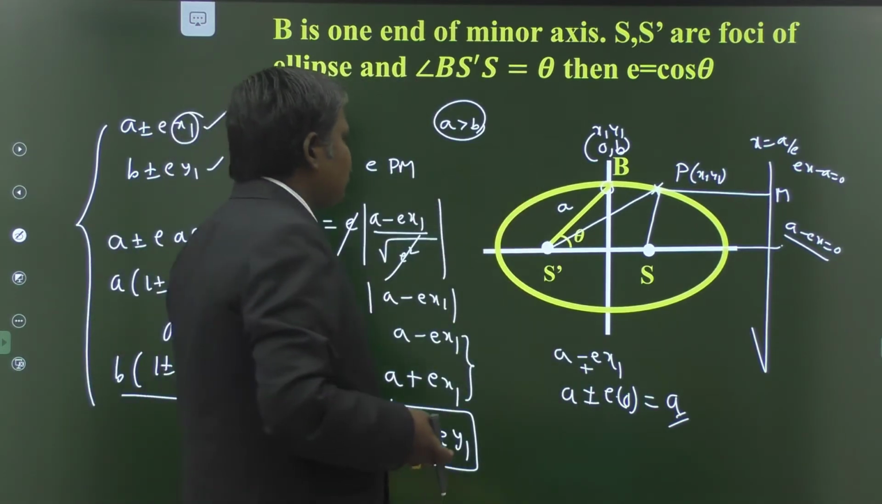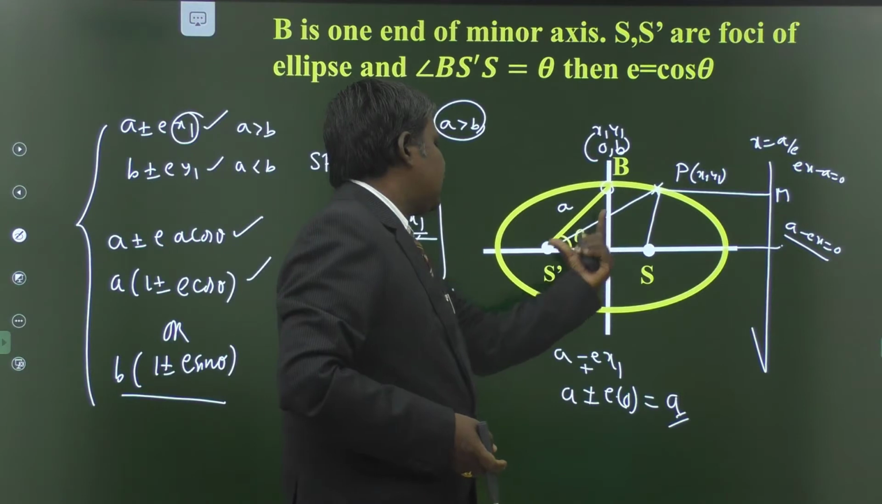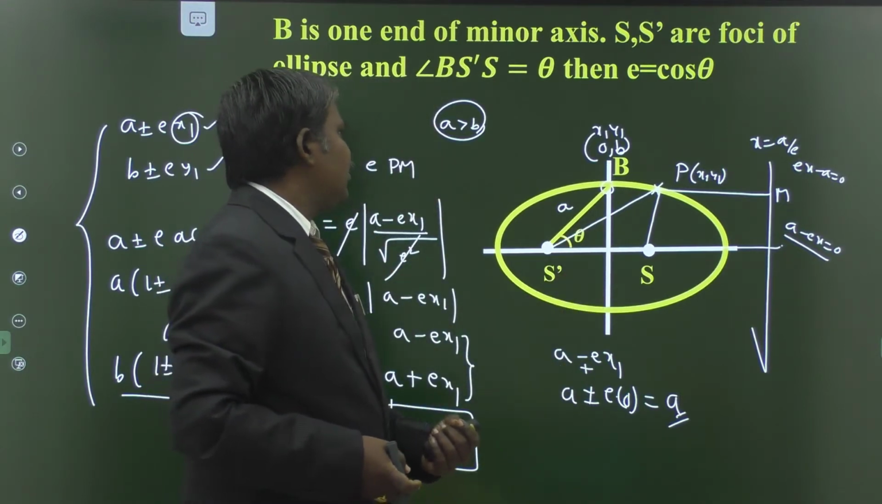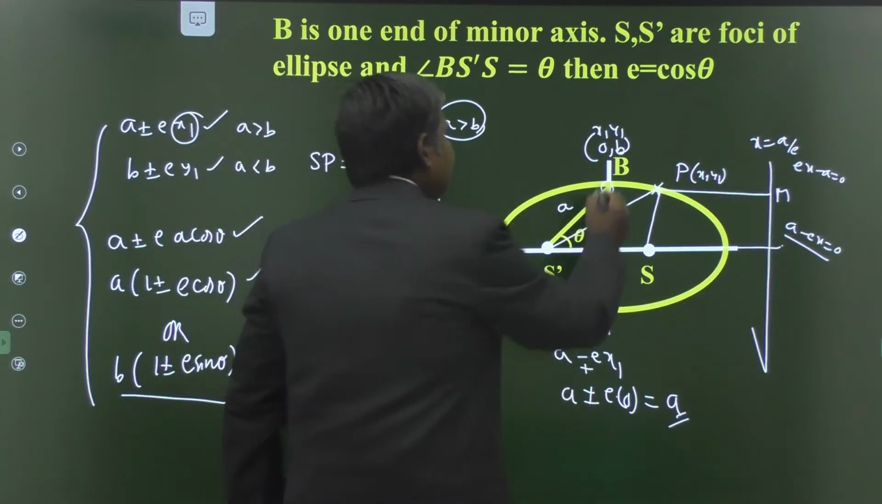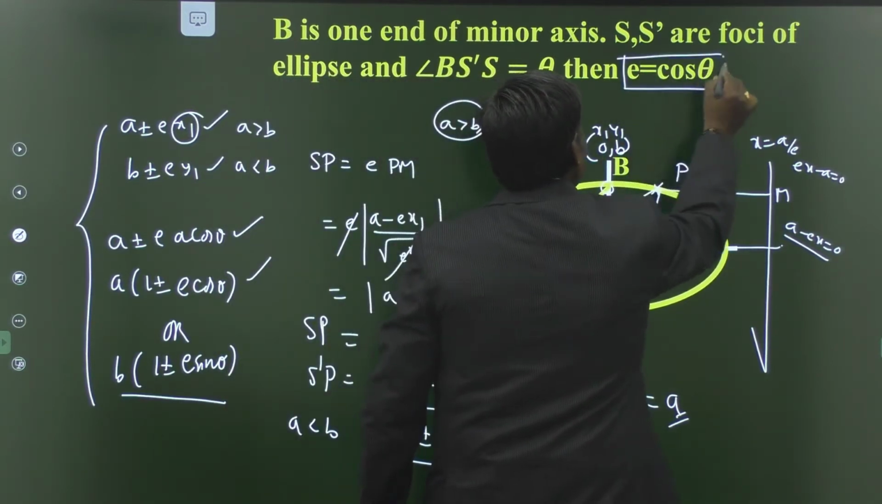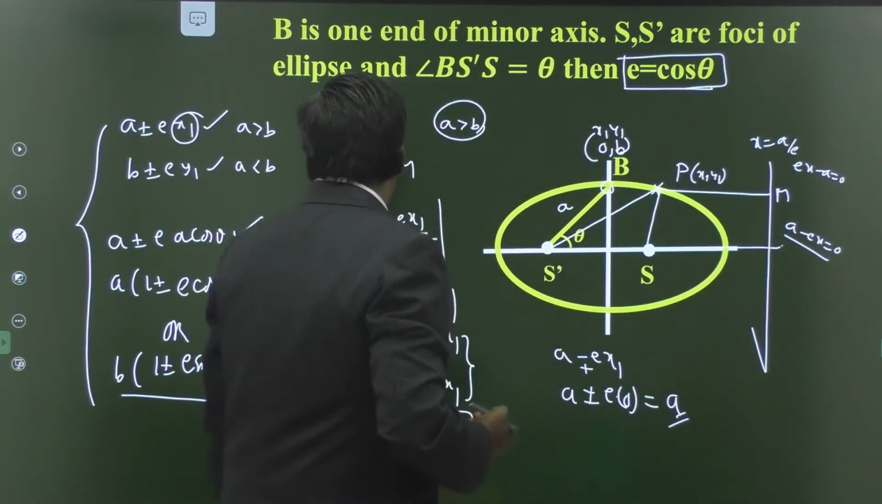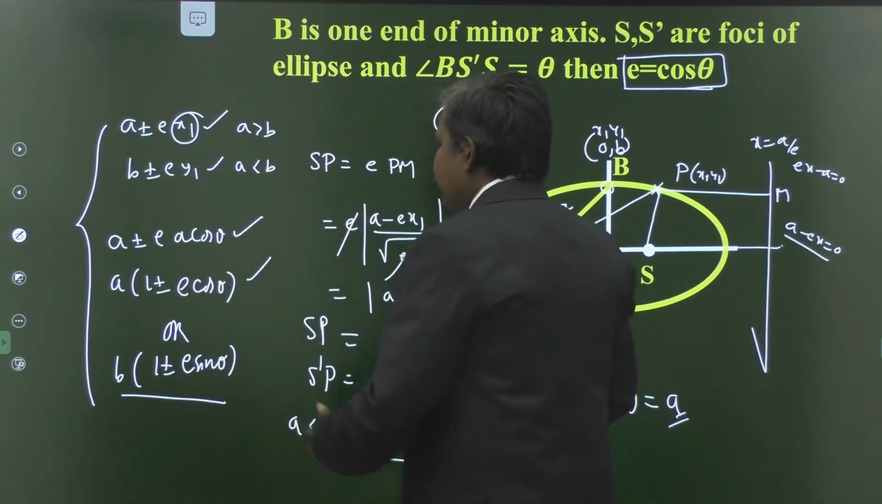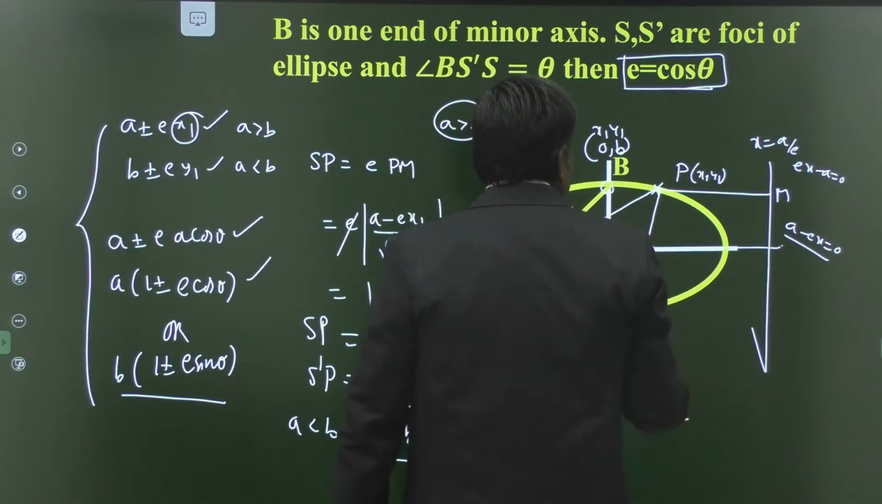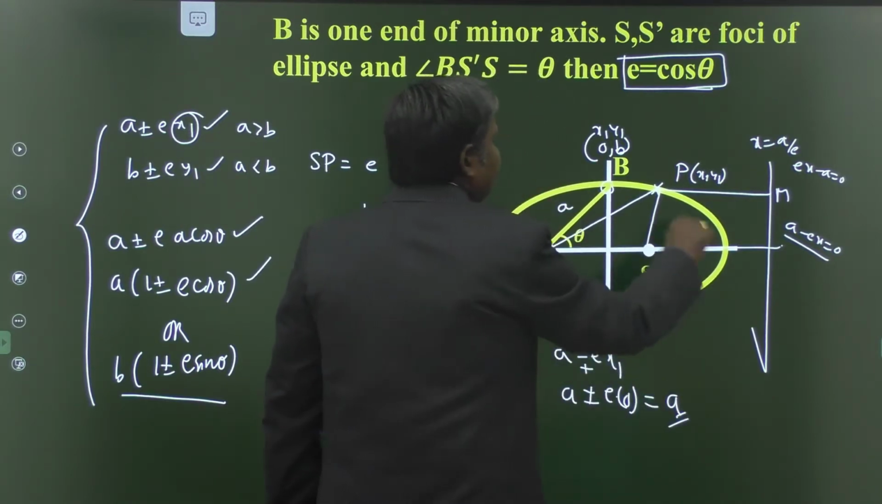So from that also we can show that the distance S dash B is a units. After that you can apply the cos theta. You get e is equal to cos theta. Understand? So in this problem we can find the maximum distance from the focus to any point on the ellipse.